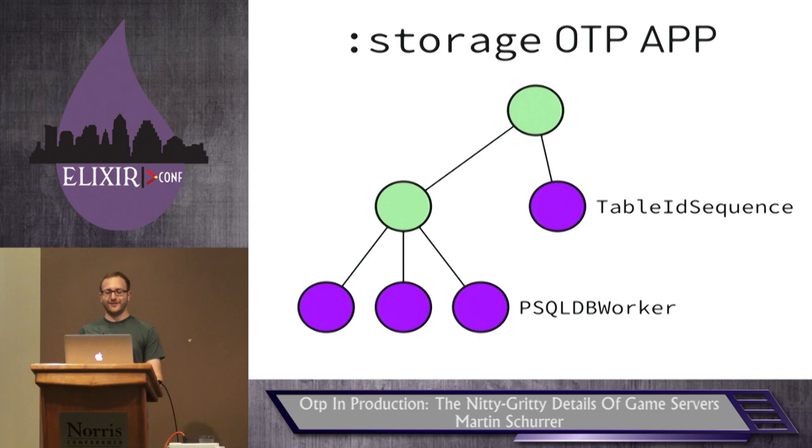The storage app is also rather simple. It spawns a fixed-sized pool of PostgreSQL workers, and we've got the table ID sequence gen server that we use to get monotonically increasing table IDs. It talks to the database and says, like, give me new IDs, and so on.